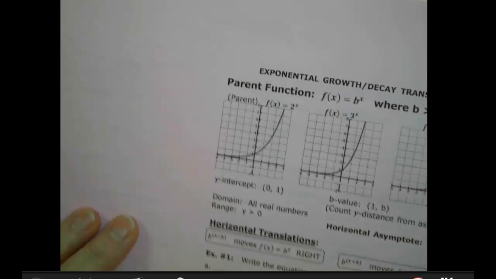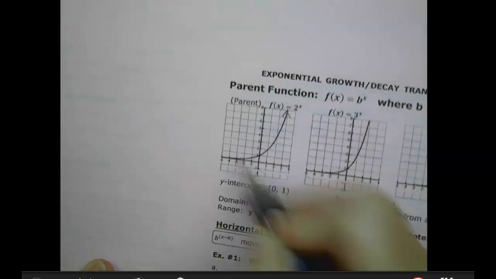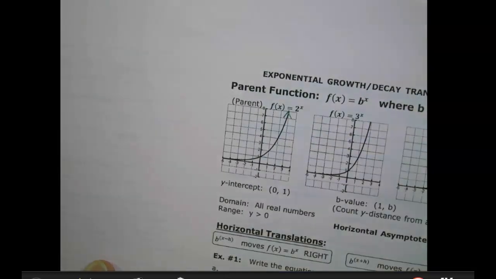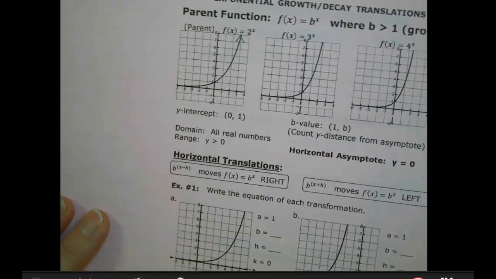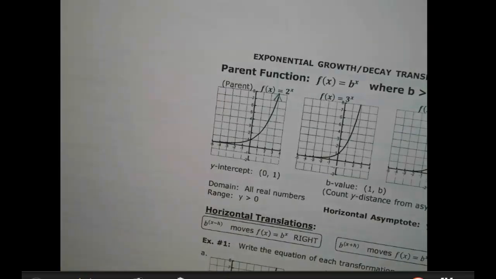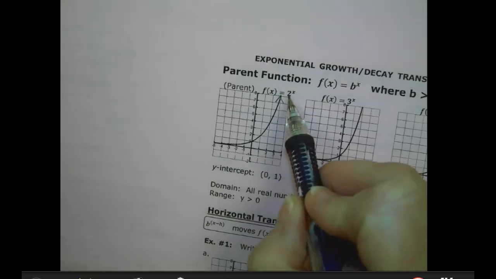So an exponential growth would get bigger on the right-hand side. I know this is a growth, this is a growth, and down here, these are also growths. I can see they're bigger on the right-hand side. So exponential growths all have a base.